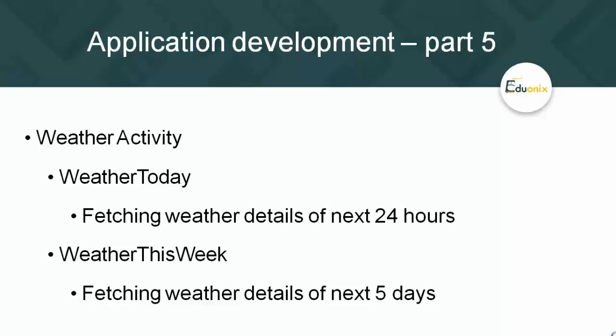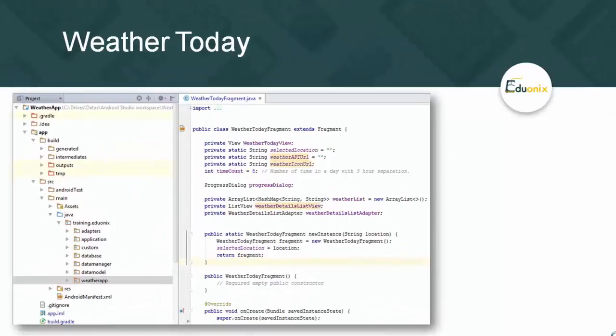Just like the current weather API, we can use another API that is available for the 5-day, 3-hour forecast. We can then fetch the weather details for the next 24 hours and the next 5 days using this API. In the previous lectures, we created the fragments for loading weather information for the next 24 hours and the next 5 days.